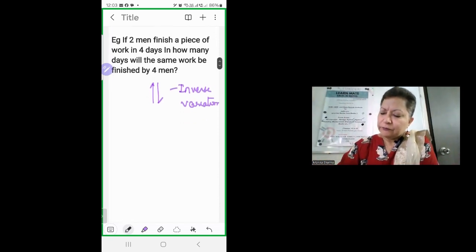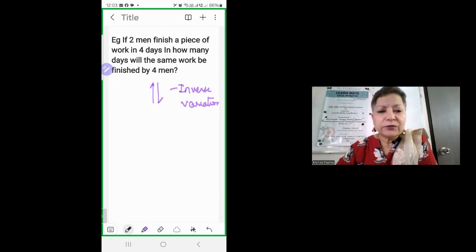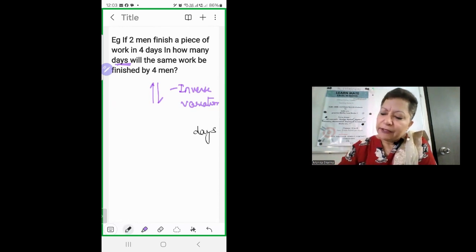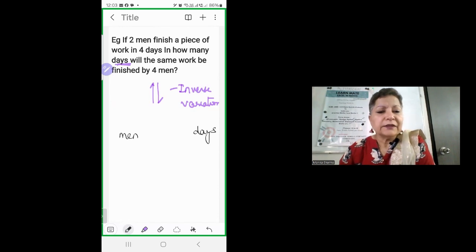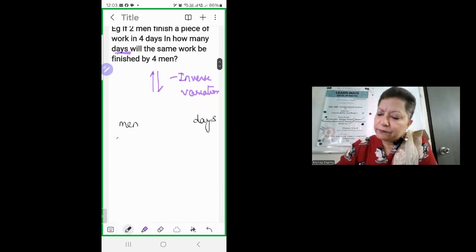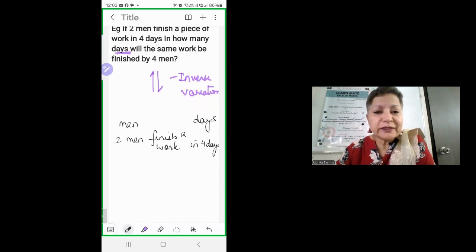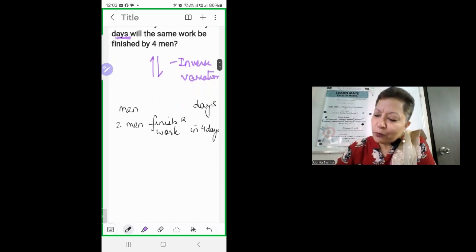So if two men, again, what are the things which are there? The two variables, men and days. The question says in how many days. So days is the variable which I need to find out. So it has to be kept on the right. So I keep my days on the right and I keep my men on the left. So keeping that in mind, I start with my first statement. Two men finish a work in 4 days. Now, this is the most important part which we are now going to do.